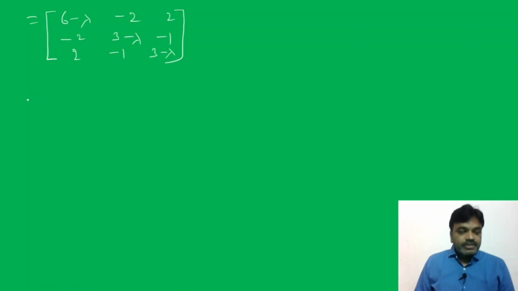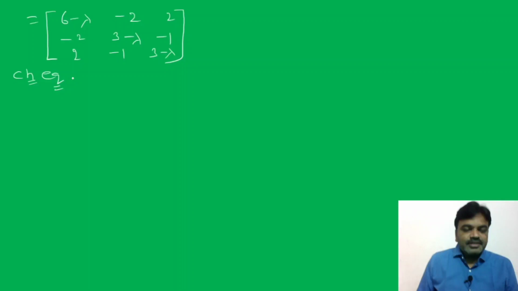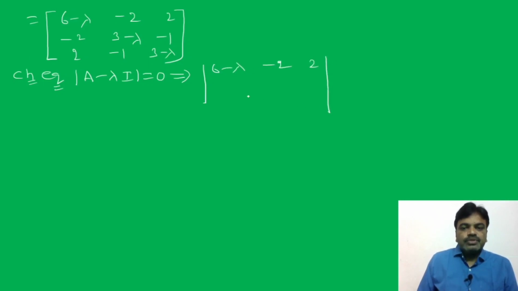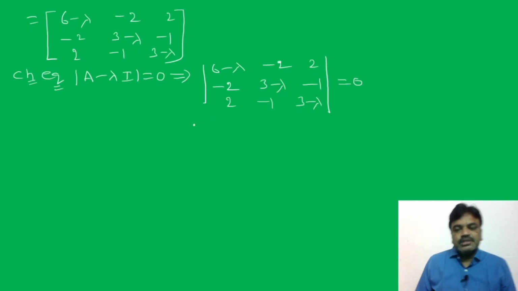Now, the second step, friends: the characteristic equation. What is the characteristic equation? The determinant of A minus lambda I is equal to 0. That implies the determinant of [6 minus lambda, -2, 2; -2, 3 minus lambda, -1; 2, -1, 3 minus lambda] is equal to 0.